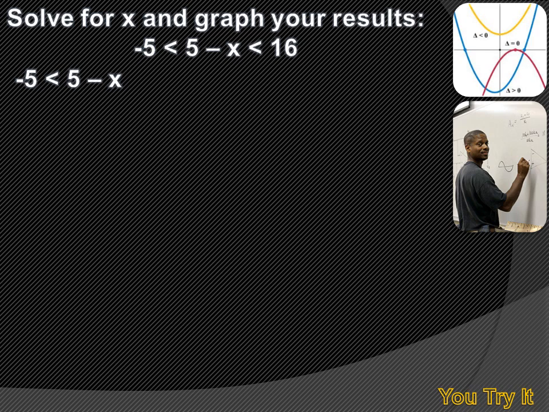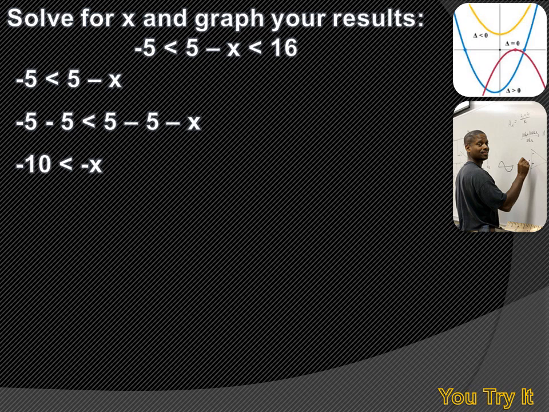Minus 5 is less than 5 minus x. Well, I got to get rid of that 5 that's on the side of the inequality with the x. To get rid of that positive 5, I need to subtract 5 from both sides of the inequality. Then when I simplify that, I've got minus 10 is less than minus x.